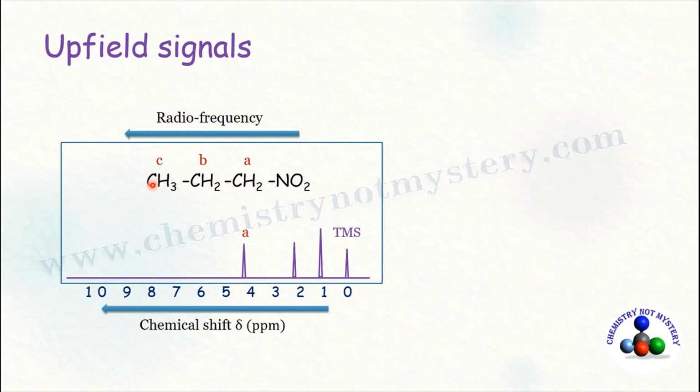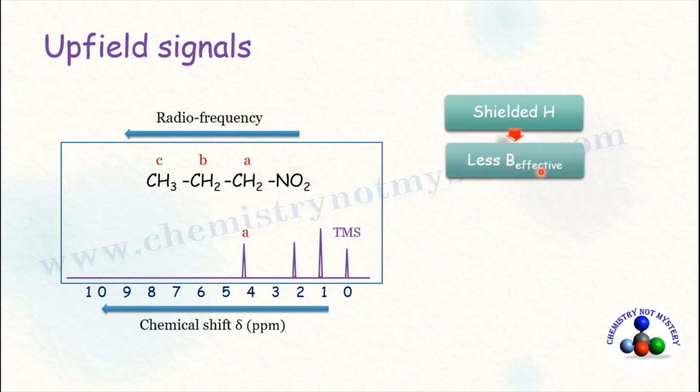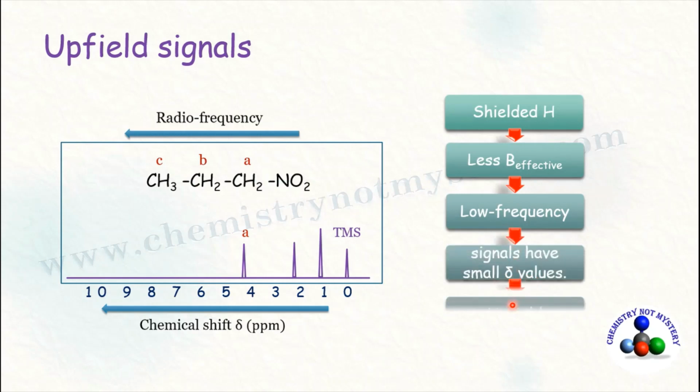And the C set of protons is present far away from the electron withdrawing nitro group. So these protons are shielded, as they experience less B effective. Due to lesser B effective, there is a small energy difference between their alpha and beta spin state. So they require lower frequency to flip their spin, and their signal occurs at lower delta value. Such signals are called upfield signals. So in this spectrum, the signal closer to TMS, at lower delta value, corresponds to the C set of protons. And the signal between A and C corresponds to B, because it is intermediate between the A and C sets of protons.